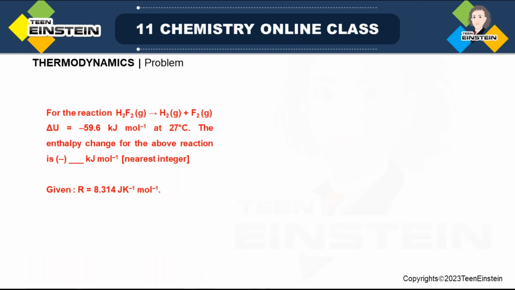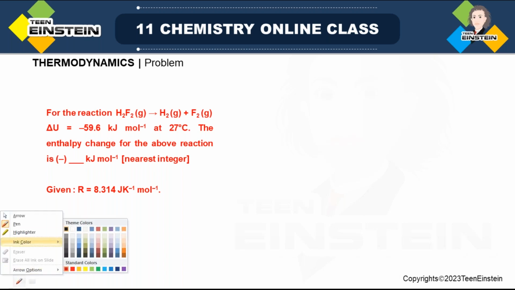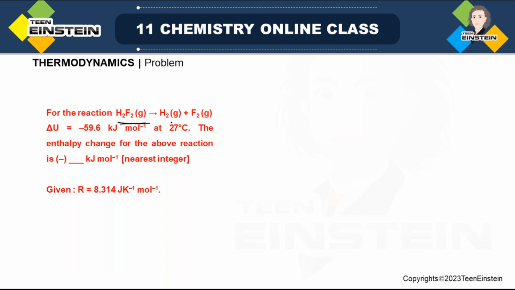For the reaction H2F2, which is a gaseous starting material, and we have another reaction where we are getting the products hydrogen and F2. So basically here H2F2 is decomposed to two gaseous products. One is hydrogen, another one is fluorine. Both are diatomic. Now in this reaction, del U, the change in internal energy, is already given, minus 59.6 kilojoule per mole, at temperature 27 degrees centigrade. You have to find the enthalpy change for this reaction.